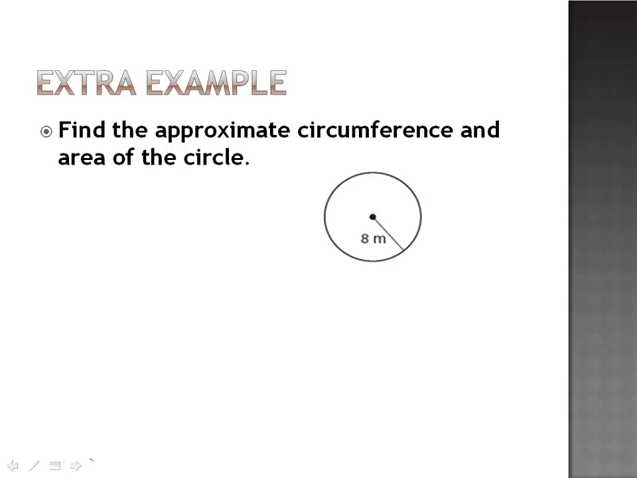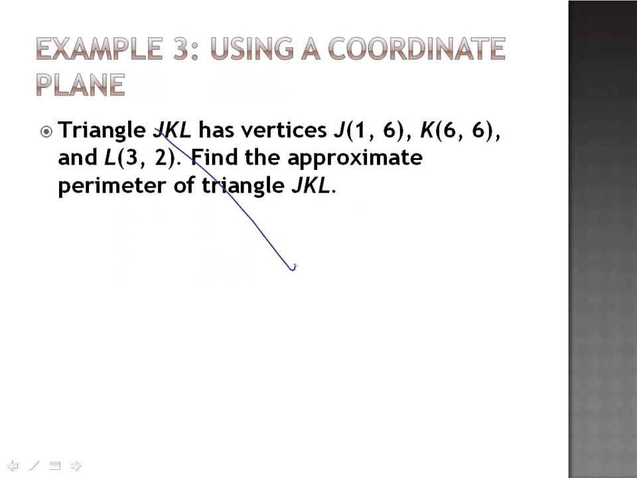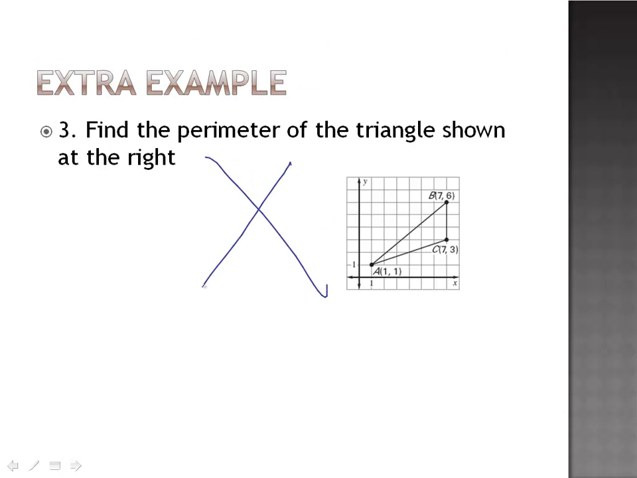So look at this next problem. Go through and try this one on your own first. Pause the video and try to get this answer. Welcome back. You should have found your area for this problem is 201.1 meters squared, and your circumference is 50.3 meters. If you did not get those values, this is a question that you should ask in class. We're going to skip this problem. We're also going to skip this one.